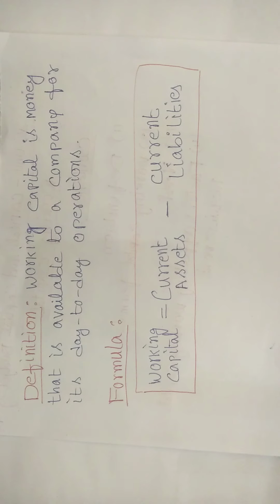Next, let me tell what is the formula of working capital. Working capital formula is working capital equals current assets minus current liabilities. That means working capital is what's left over when current liabilities are subtracted from current assets.